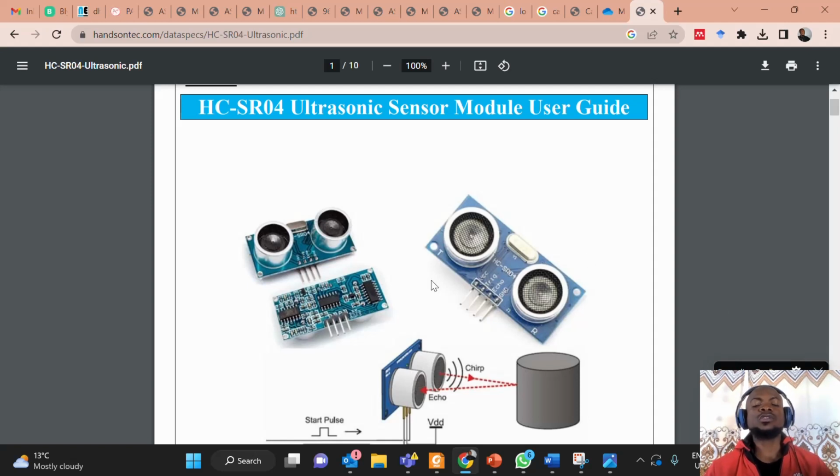So what is an ultrasonic sensor? From the word ultrasonic: sonic means sound, ultra means high frequency. So this operates at high frequency. The frequency of operation is around 40 kilohertz. 40 kilohertz is above human hearing, so man cannot hear a sound at 40 kilohertz.